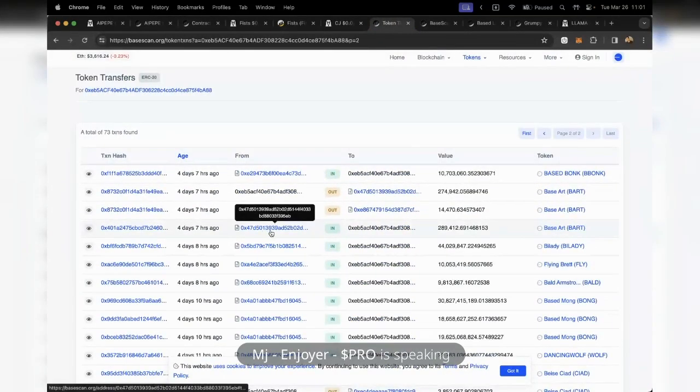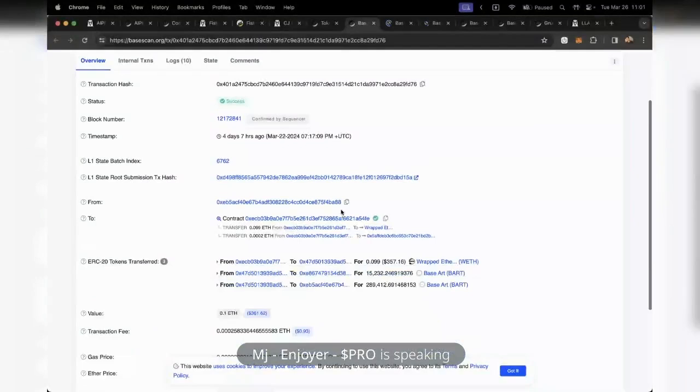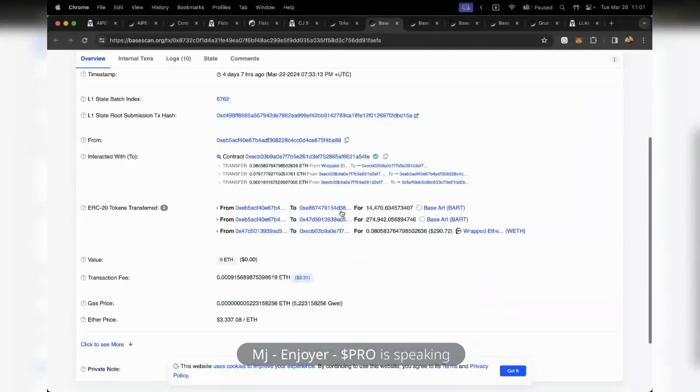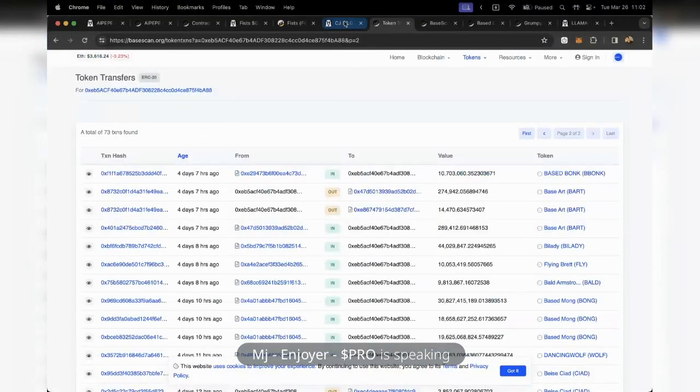Base art. And he sold twice. So he bought this and then sells. Okay, so his buy is here for $357. His sell is here for $290. And then his last sell is here for $290. So he did okay. He doubled his money almost. So this guy's not bad, right?